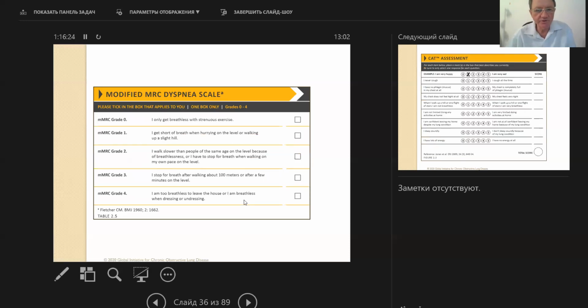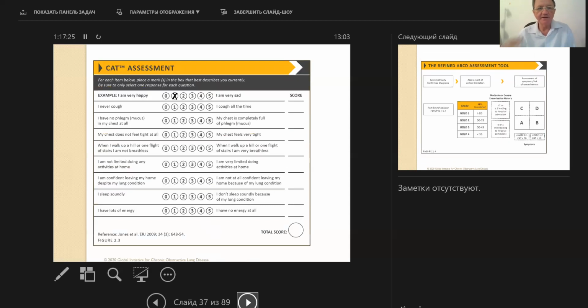For all patients with COPD, we should use the modified MRC dyspnea scale. There are scales of dyspnea, and a patient who has less than 2 has no significant dyspnea. More than 2 is significant dyspnea. For example, what does it mean: I walk slower than people of the same age on the level because of breathlessness, or I have to stop for breath when walking at my own pace on the level. That's a very important scale. We will talk about these scales several times, and also the COPD assessment test.